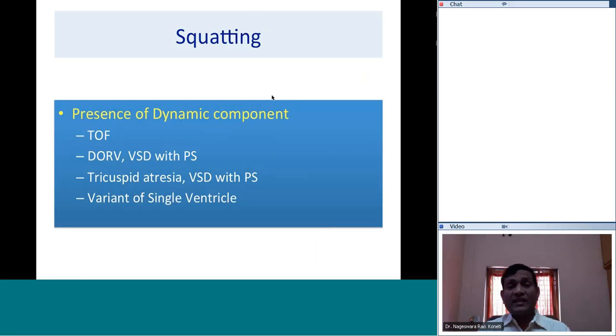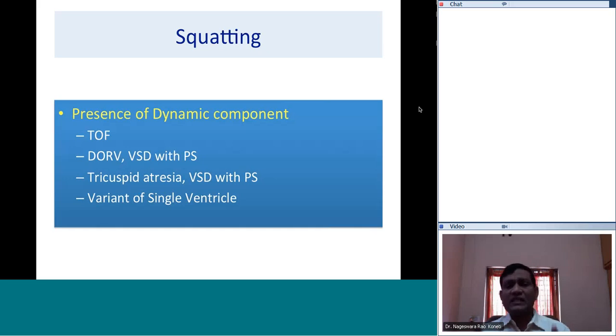So squatting, when do you see squatting? Many mechanisms are described for cyanotic spells. I am sure you are all aware that one of the major mechanisms is a dynamic component of the infundibulum. For some reason, this dynamic component of the infundibulum causes episodic obstruction due to various autonomic nervous system involvement, endogenous catecholamines, and also unknown mechanisms, causing the cyanotic spells and squatting. So classical example, wherever there is a dynamic component of the infundibulum, you will see the manifestation of cyanotic spells. Classical example is tetralogy of Fallot, double outlet right ventricle VSD PS with normally related great vessels, because in that situation the infundibulum is seen.